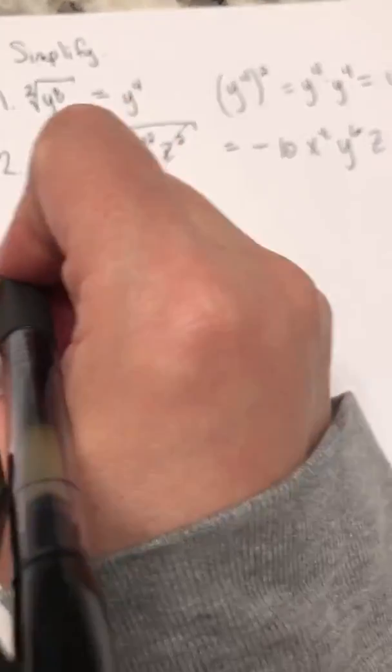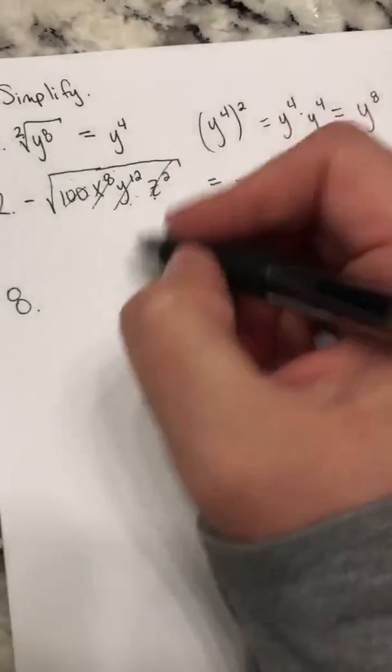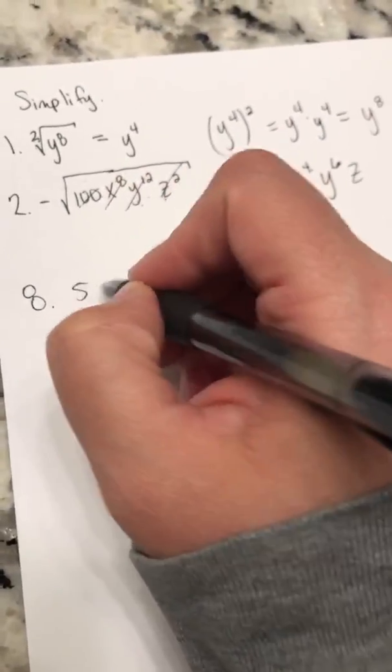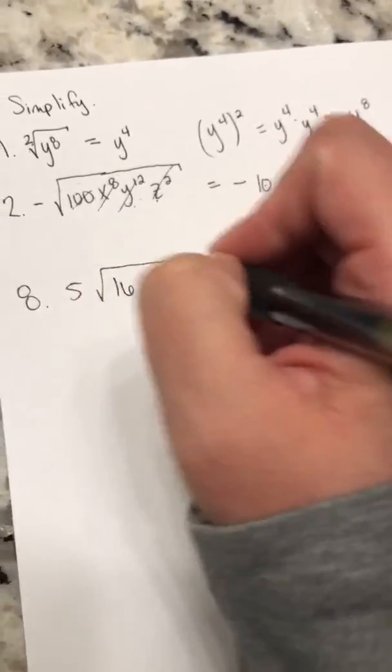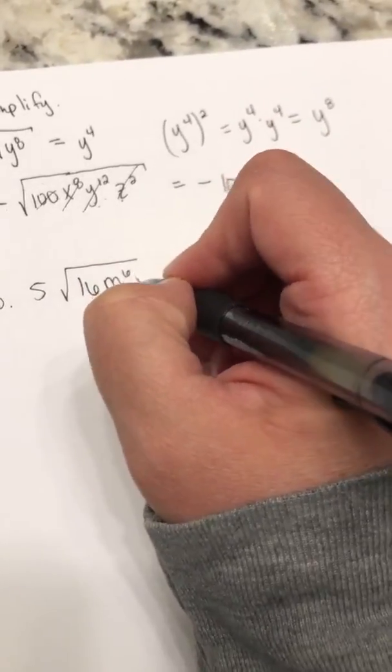So for number 8, we have 5 square root of 16 m to the 6th n to the 7th.